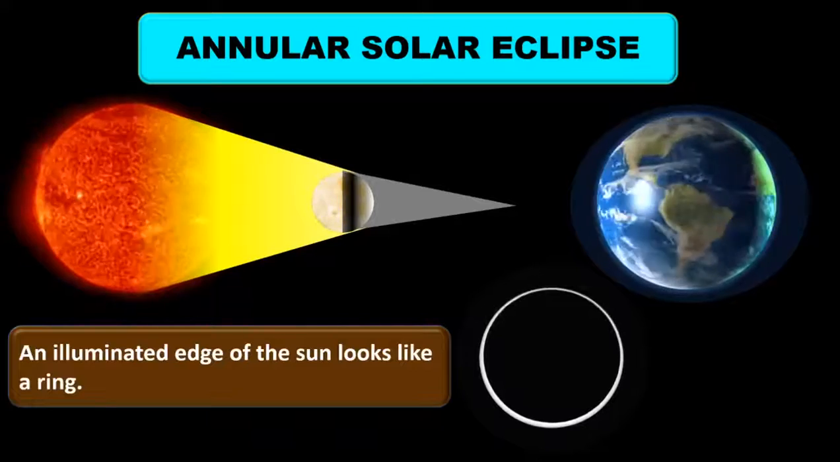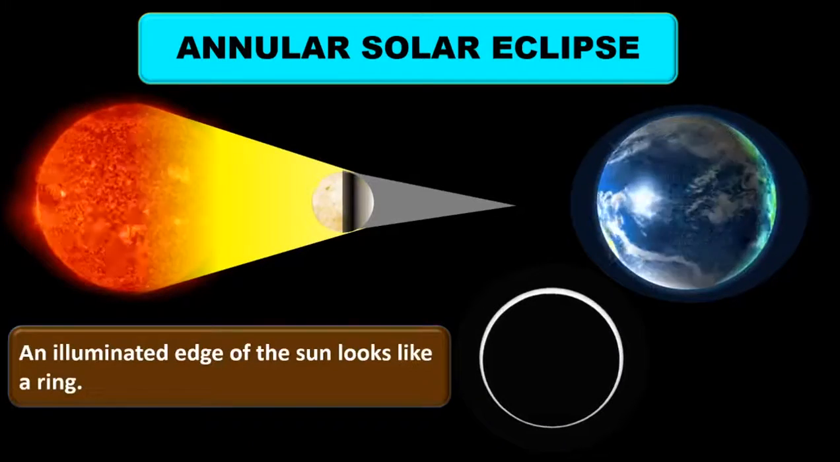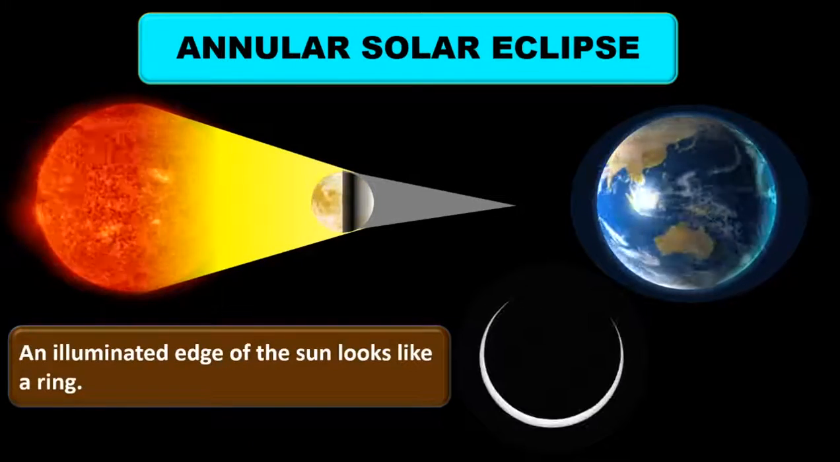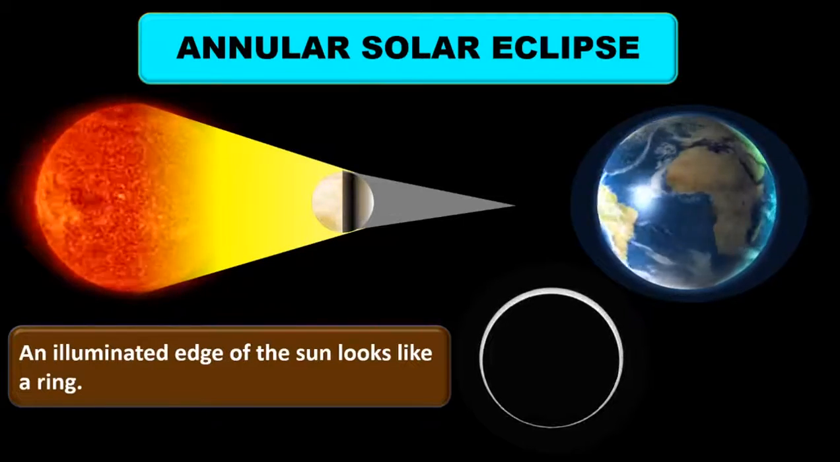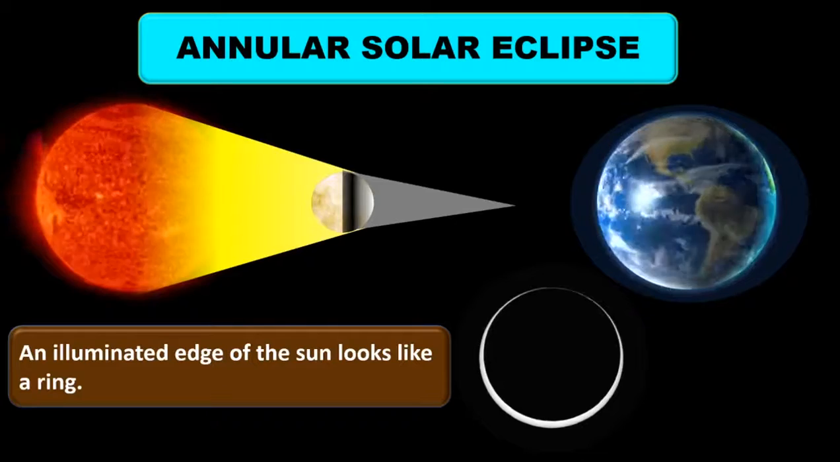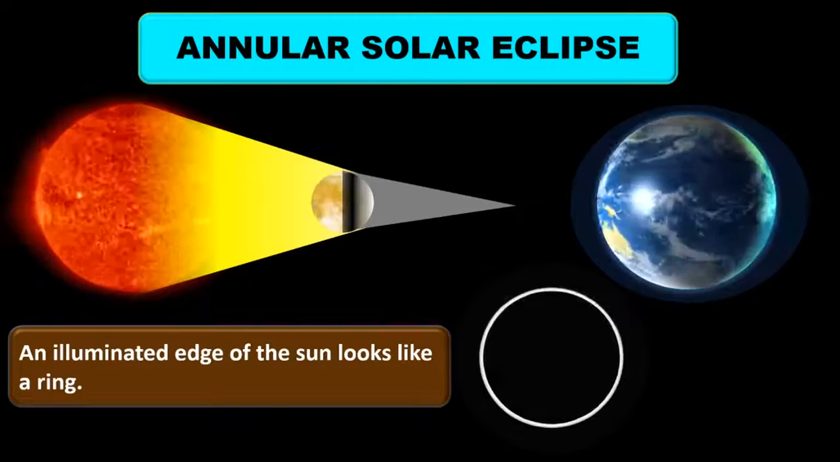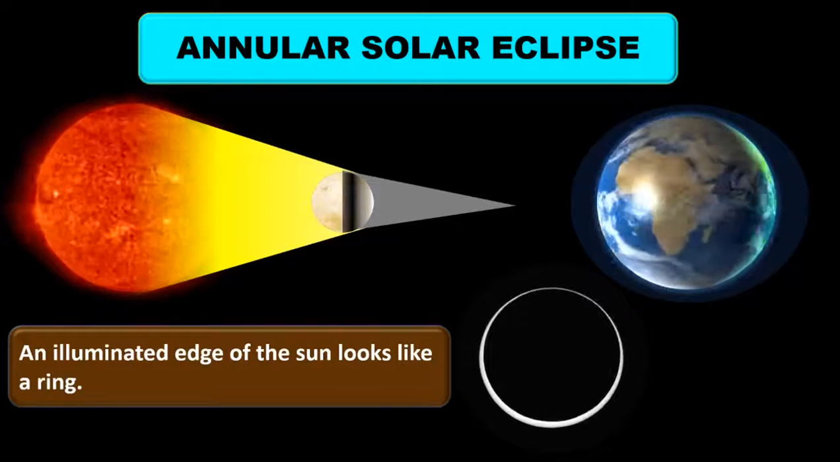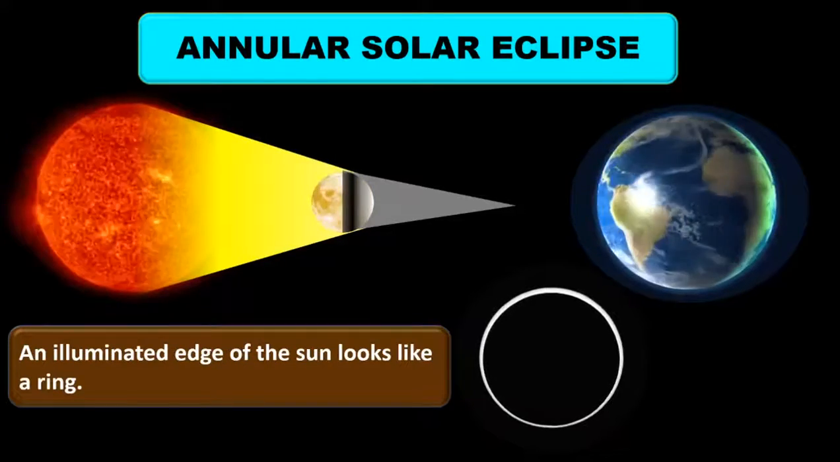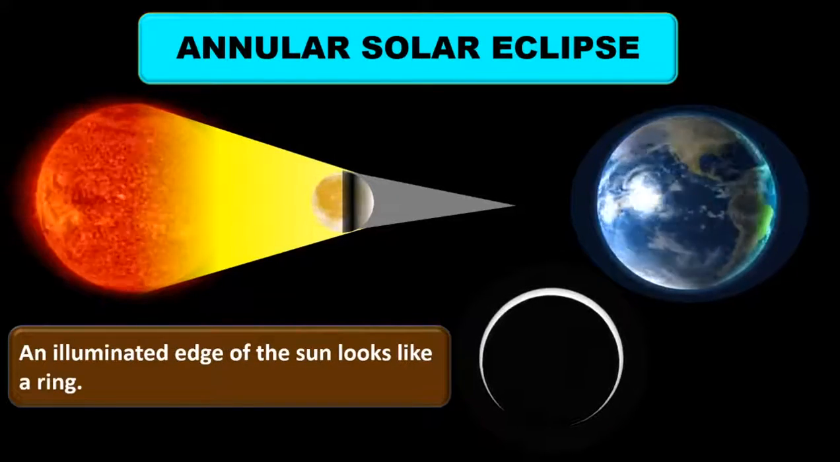In such a situation, from a very small region of the Earth, only an illuminated edge of the Sun's disk is seen in the form of a ring. This is called annular solar eclipse. Annular solar eclipse is a rare phenomenon.